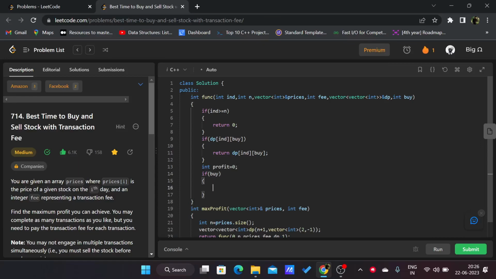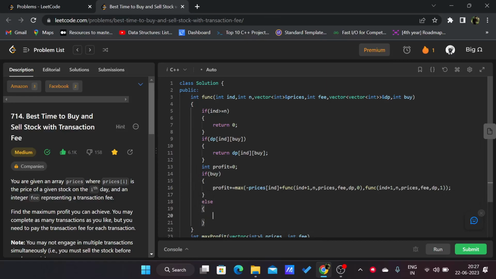And now what I will be doing is my profit will be equal to max of minus of prices of index plus function call on the next index plus 1. Along with that, instead of 1 I will pass 0 here, and max of, if I don't buy here, I will go to the next index to buy, and prices, fee, dp, and again I will try to buy because I haven't bought here.